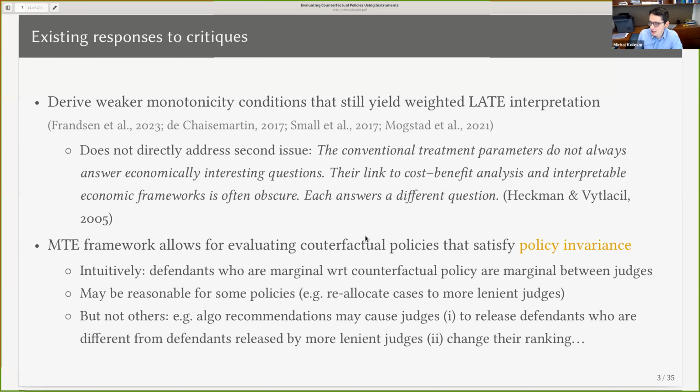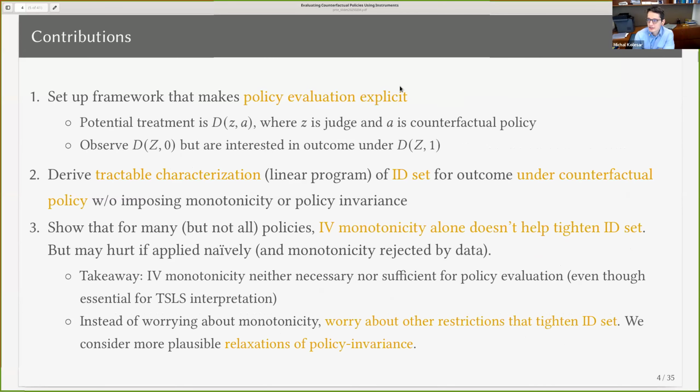But that may not be reasonable for two reasons. One is that, first of all, that also requires monotonicity, but even if monotonicity holds, it may be that the policy changes the internal ranking of the judges. If I'm giving them an algorithmic recommendation saying, actually, this defendant is not high risk, you should release them, maybe they'll change their internal ranking of the defendants. And so what we do in this paper is three things.